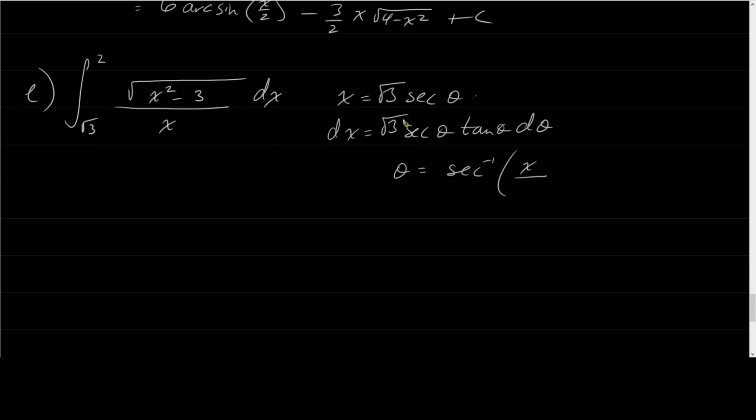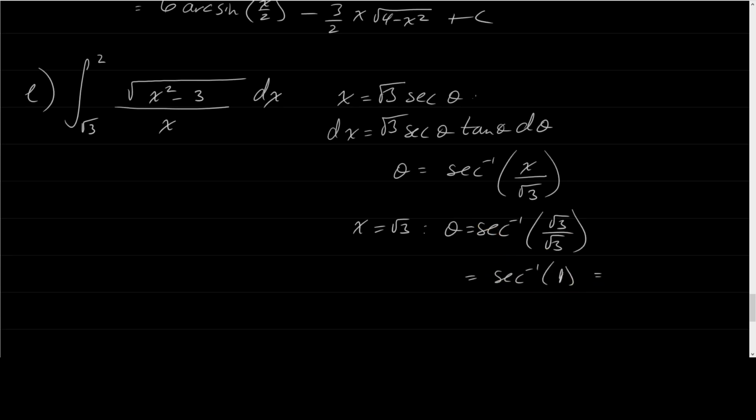So that's why it's radical 3. All right. And now, so it's x over radical 3. All right. And when x is equal to radical 3, so we got to change our bounds, right? When x is equal to radical 3, well, then theta would be secant inverse of radical 3 over radical 3, which would be, well, secant inverse of 1. And from my unit circle, that happens at 0, right?